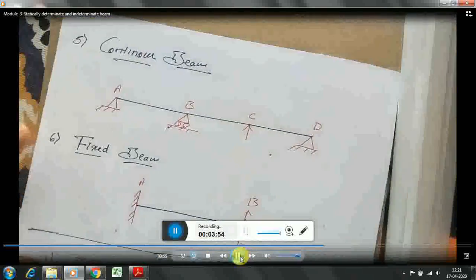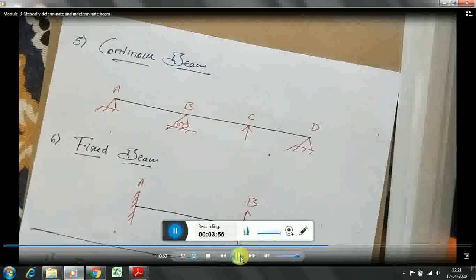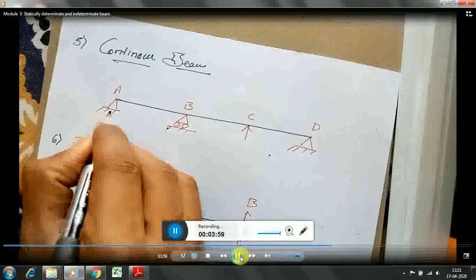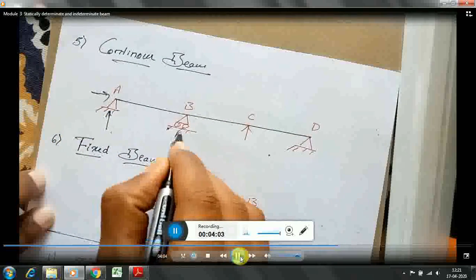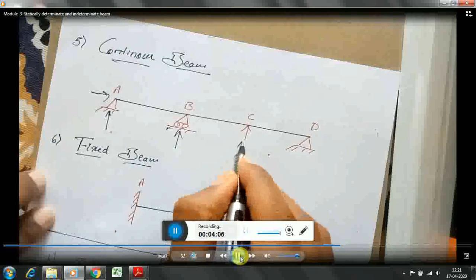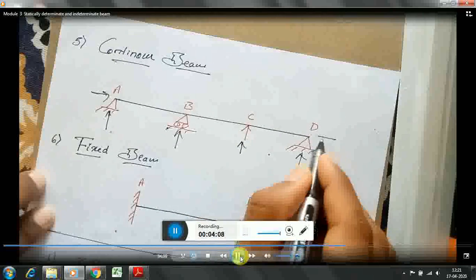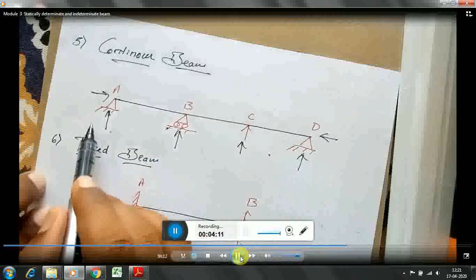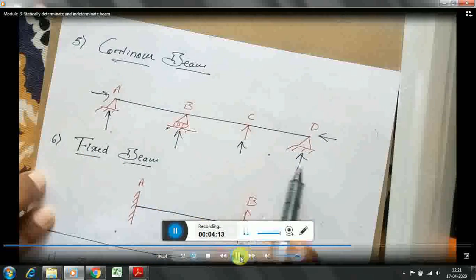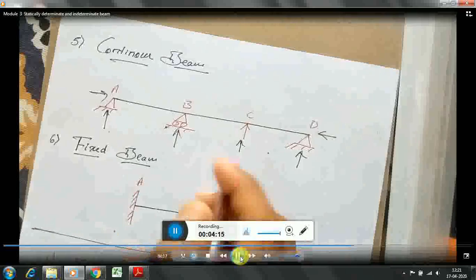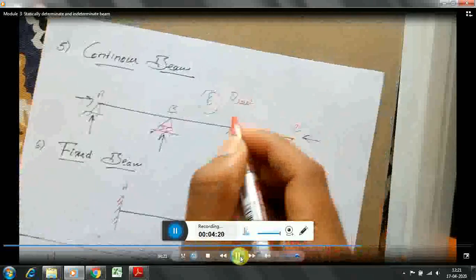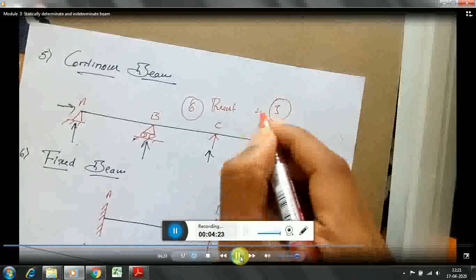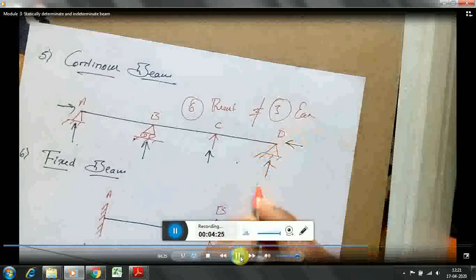Then if I take a continuous beam, we can see that at point A we have two reactions because it is a hinge support, and then one reaction at each roller support. Hinge, two reactions. So totally we have 1 plus 2, 3, 4, 5, 6. So totally we have 6 reactions, and we have only three equilibrium equations. So this is a statically indeterminate structure.